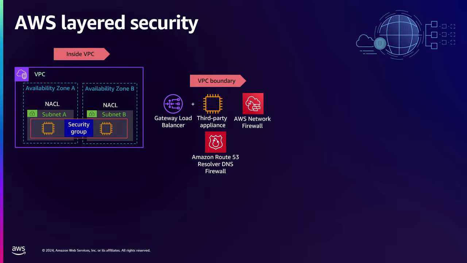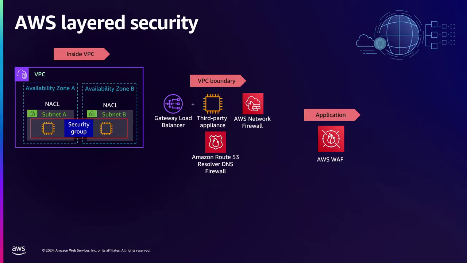Then comes the boundary of the VPC. At the VPC boundary, you want to inspect and protect the traffic that is going in and out of your VPC. That's where you can start utilizing constructs like AWS Network Firewall. You can use Amazon Route 53 Resolver DNS Firewall, and whatnot. That allows you to inspect and protect the traffic at the boundary of the VPC. And then you might want to protect the application itself, and that's where you can start utilizing AWS Web Application Firewall. So as you can see, we made a layered approach of the services within the VPC, at the boundary of the VPC, then protecting the application itself.